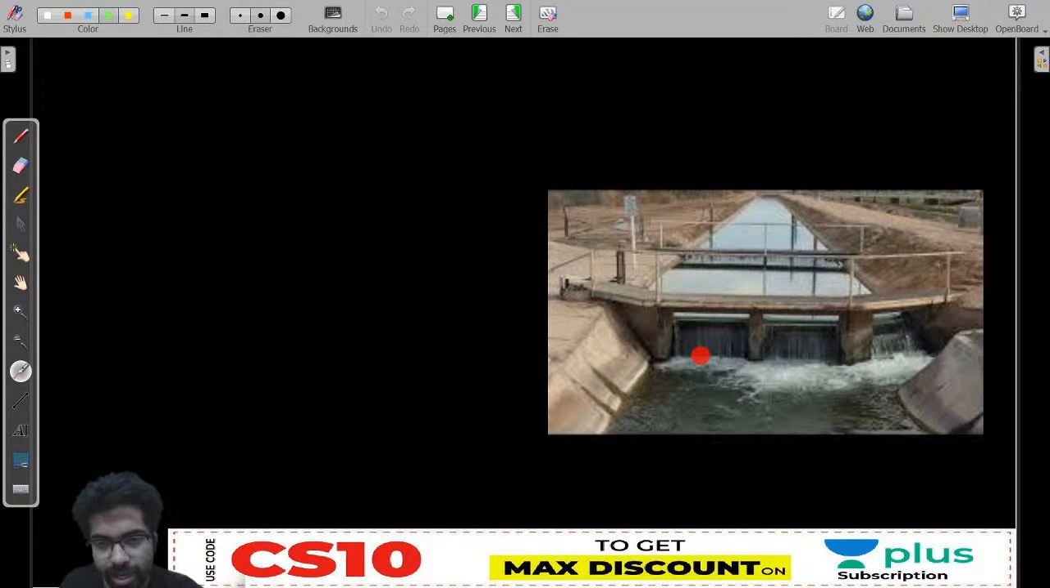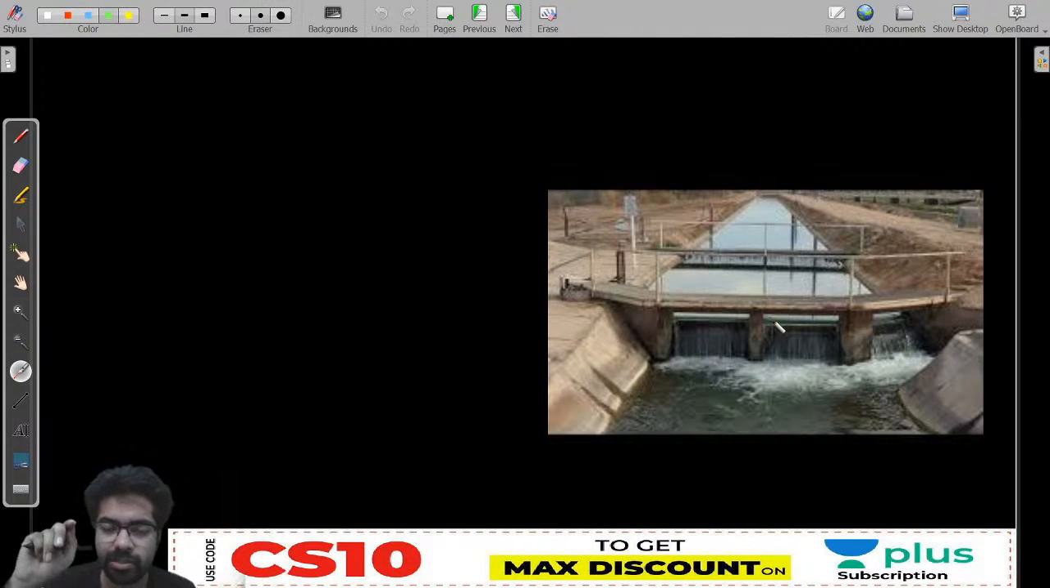But how can you regulate? Can you tell me? Behind this, water level is high, and after this, water level is low. Since you have raised the gates, more water is ponded behind. And when you lower the gate, obviously water will flow in.